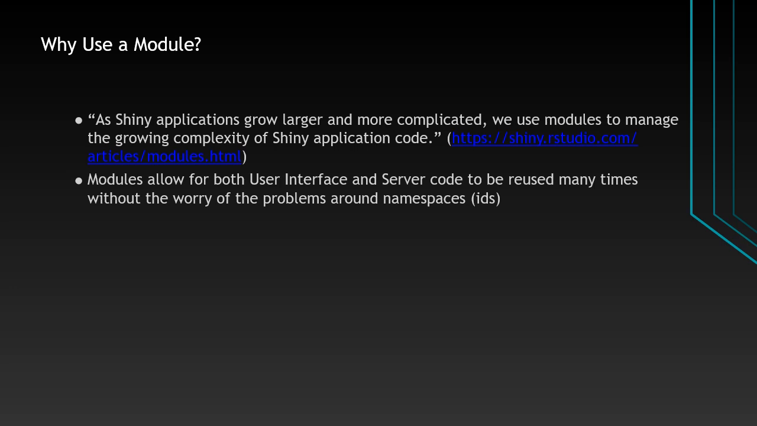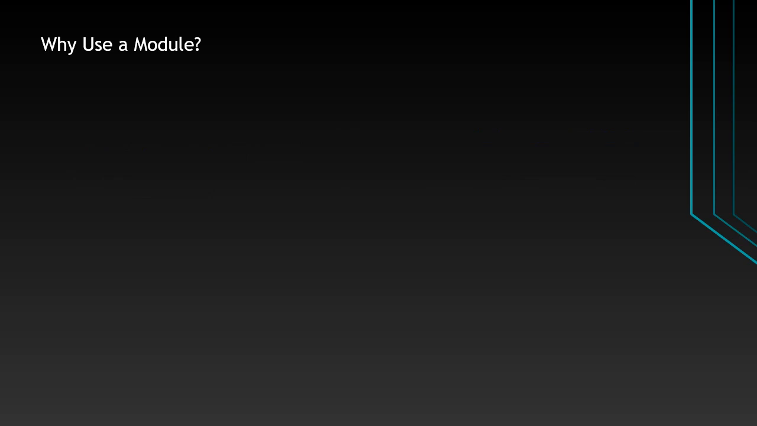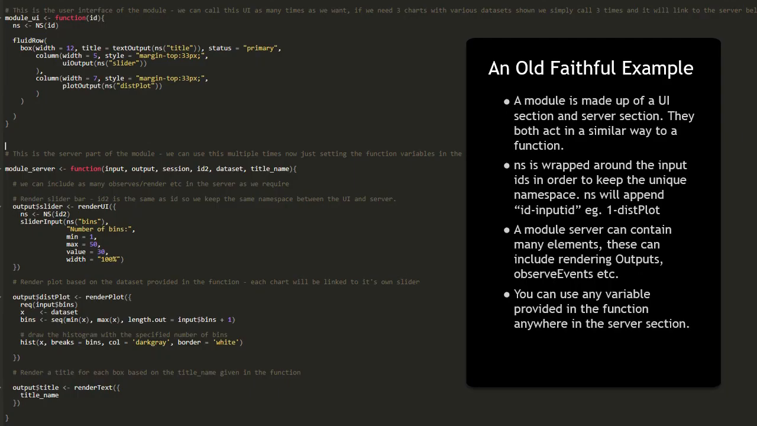As many of you already know, using the same namespace over again in a user interface will cause an error within the code and will not allow for the user interface to load properly. So let's start with our old faithful example.